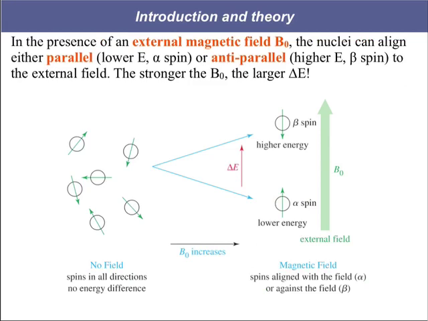So here's how that works. In the presence of an external magnetic field, which we call B0, the symbol for an externally applied magnetic field, the nuclei that have their own internal spin and their own internal magnetic field will align with that external magnetic field in one of two ways. They will align either parallel with the magnetic field or anti-parallel with the magnetic field.